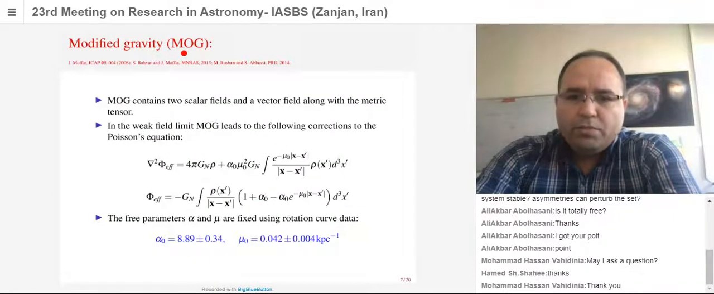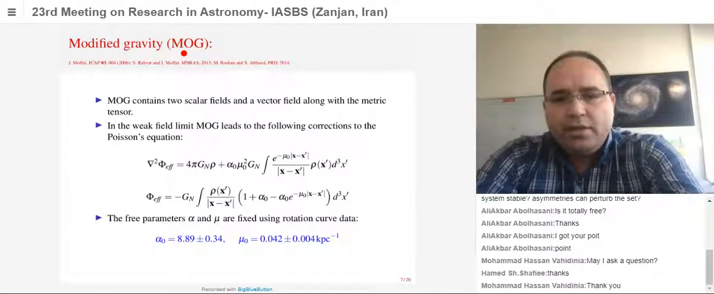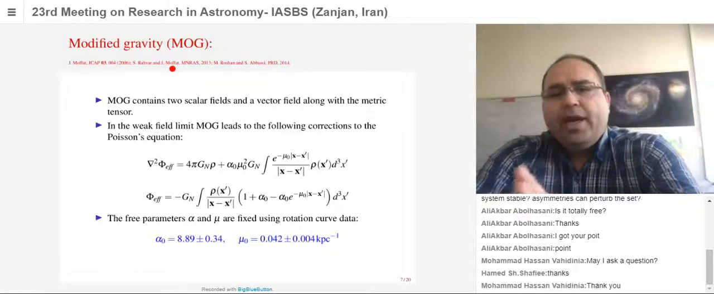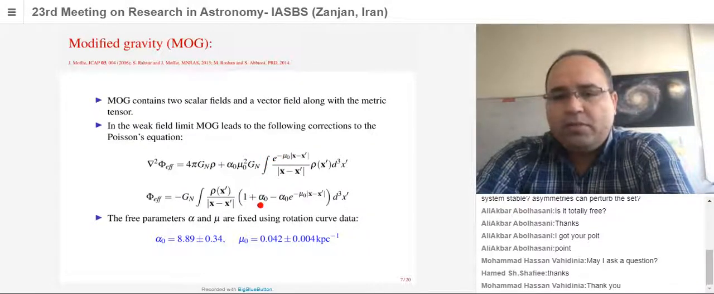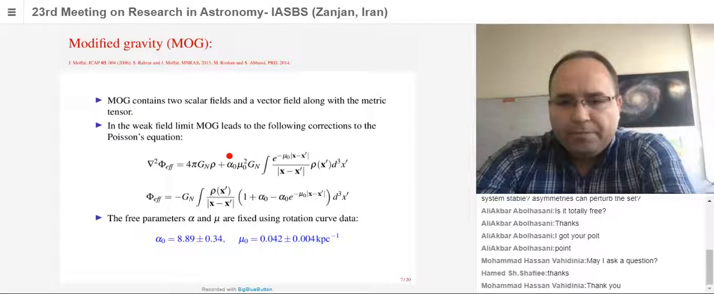The other theory is MOG. It is a scalar-tensor-vector theory. It has two scalars, a complicated theory. In the weak field limit, again, it leads to this Poisson equation. There is another correction term here. Again, there is a Yukawa-like correction, very similar to non-local gravity. It also has two free parameters, and using rotation curves, we find them. We use the same parameters in our simulations.